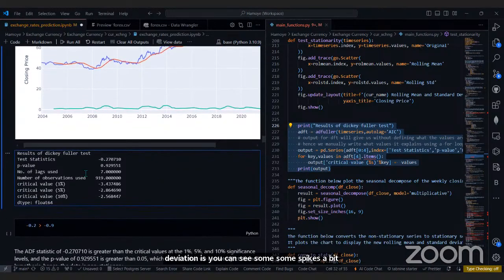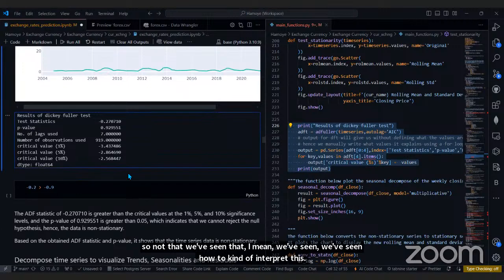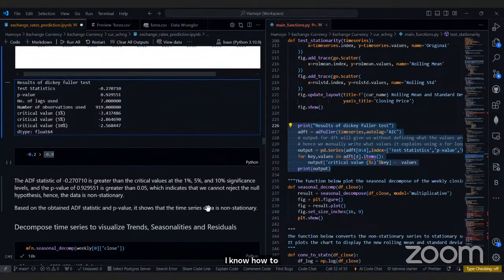All right, so now that we've seen how to interpret this and how to know if the data is stationary or not, the next stuff is this statement about it.